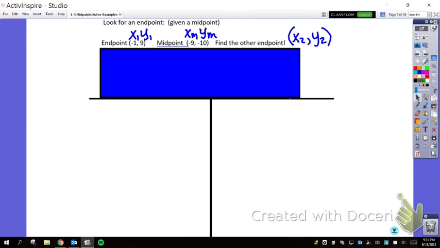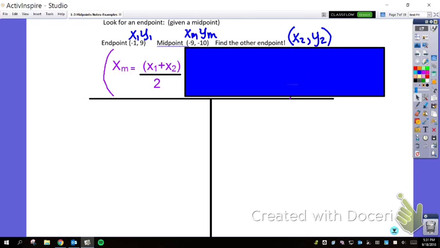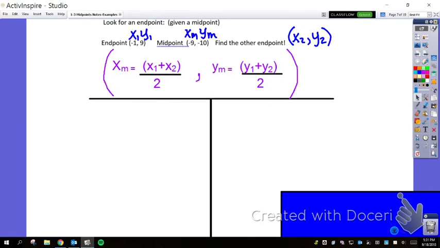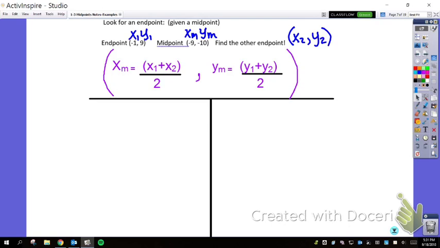So our equation that we're using is still x1 plus x2 divided by 2. We're just adding that equal sign to be xm equals x1 plus x2 divided by 2. So same thing's happening with y. Okay, we've got ym, the midpoint of y, equals y1 plus y2 divided by 2. So we need to insert our numbers into our equation.